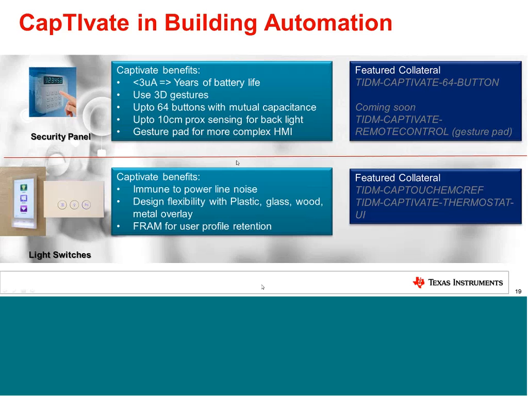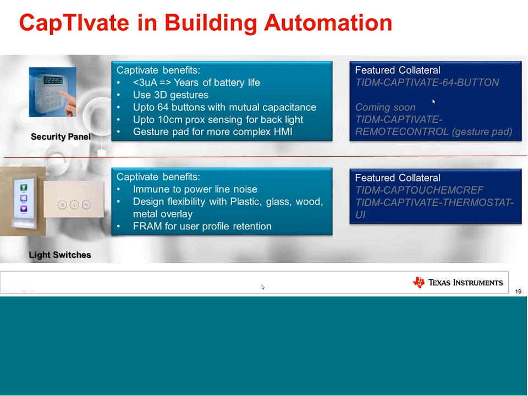and then you have the ability to enter your keypad and do what you want there. We also have a gesture pad that's coming up, which will allow you to do more complex HMI. For instance, you can flick up, flick down, flick right, flick left. If you have a lot of menus that you want to navigate, you can use the gesture pad with CapTIvate technology as a way to do that.